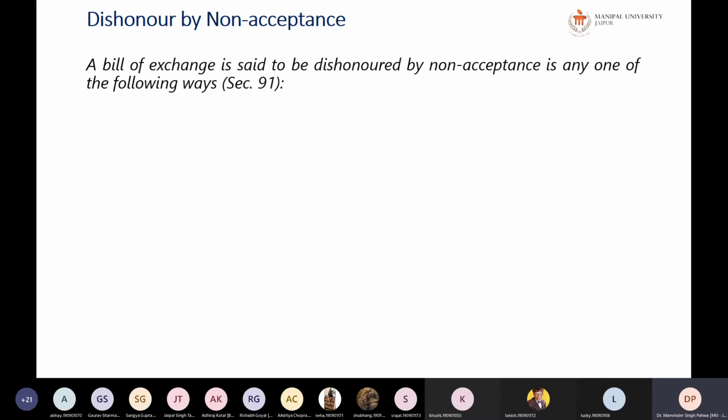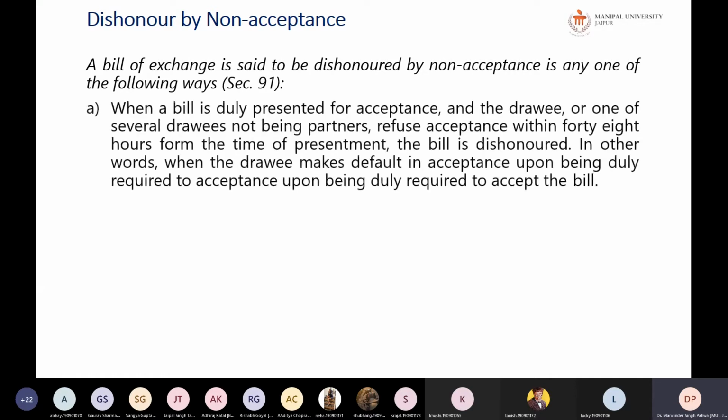A bill of exchange is said to be dishonored by non-acceptance in one of the following ways. When a bill is duly presented for acceptance and a drawee, or one of several drawees not being partners, refuses. Now what happens if they are partners? If they are partners, then there is a mutual agency, so even if one partner accepts the bill, it will be applicable to all other partners.